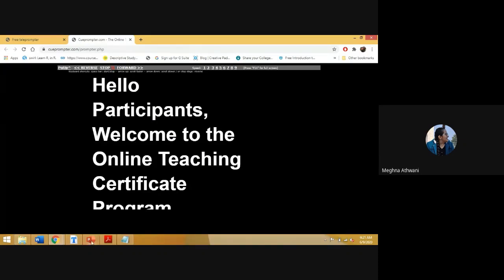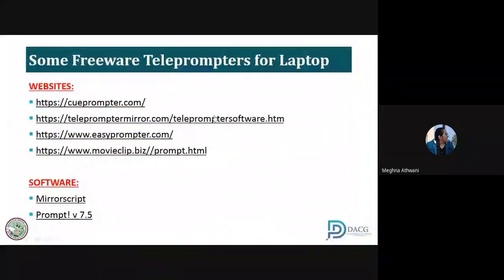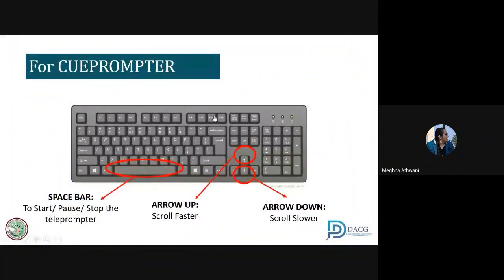But how do you operate it? See, I'll just show you. Please remember these commands. I have made this for you so that you remember it. The space bar is to start or pause or stop the teleprompter. The arrow up is for scroll faster and the arrow down is for scroll slower.